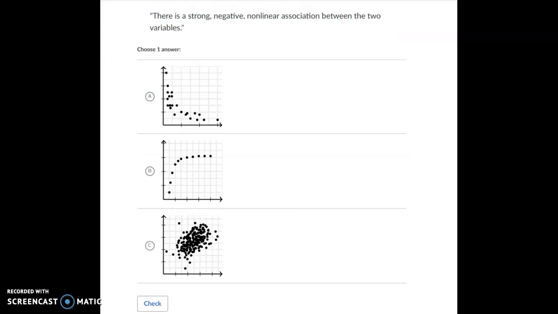This one, there's a strong negative nonlinear association between the two variables. We're not going to focus on nonlinear, but there are a couple of obvious ones here. A and B follow curves. The first one is a negative correlation because the y values tend to go down as it moves to the right. And B is a fairly positive correlation because the y values go up as it moves to the right. C, if it's got any correlation, is a linear correlation of sorts, probably, but it's not very strong. So for this one, the strong negative nonlinear association would be A.